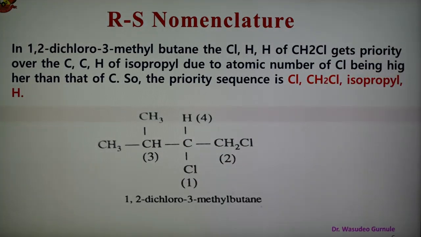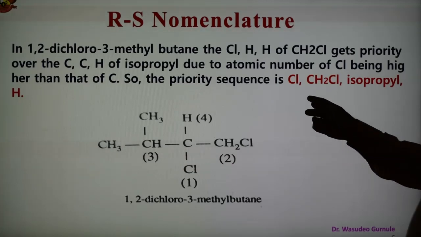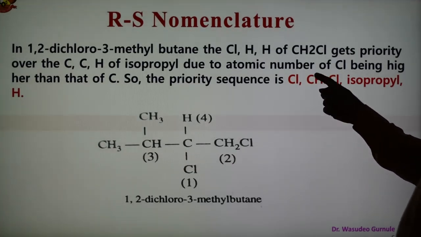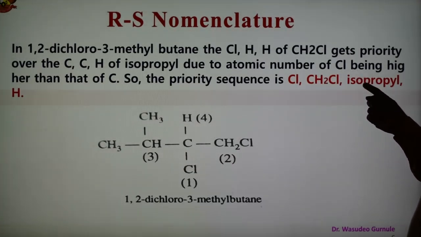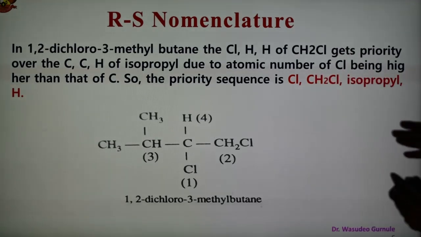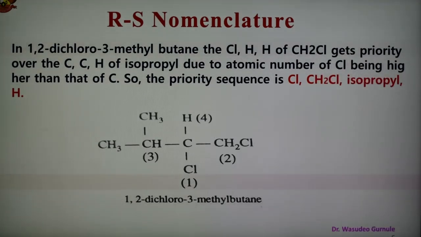We have to sum up the atomic number of the other atoms attached to the carbon. So in this way the priority order is first Cl, then CH2Cl, then isopropyl, then hydrogen. This is the priority order we can know from sequence rule number 2.